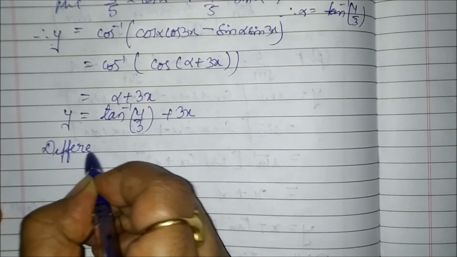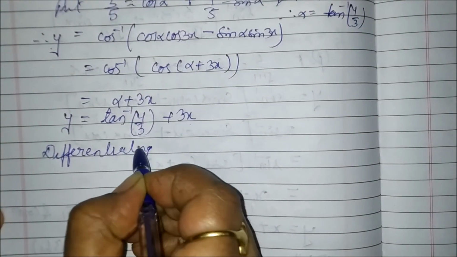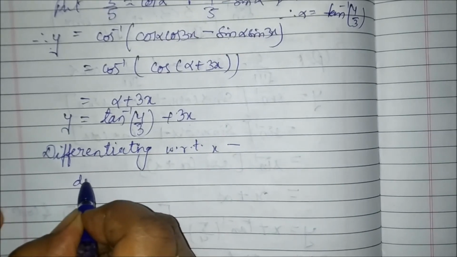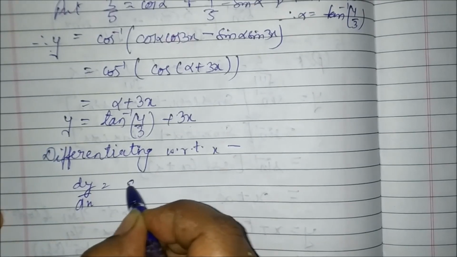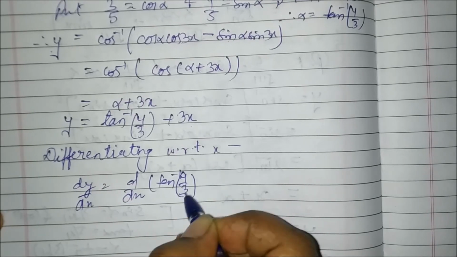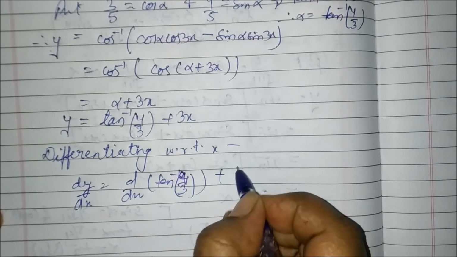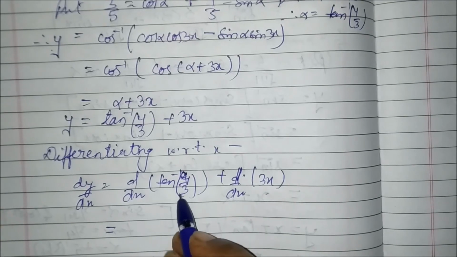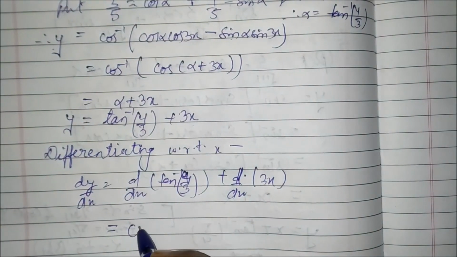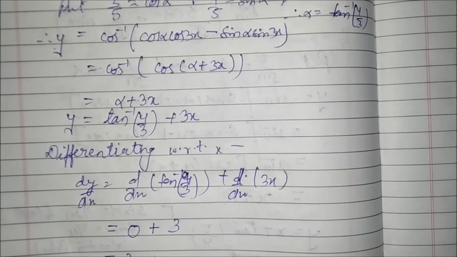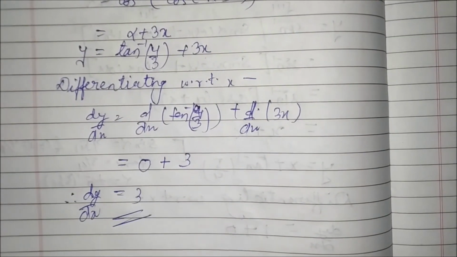Now differentiating with respect to x, we get dy by dx equals d by dx of tan inverse 4 by 3 plus d by dx of 3x. Since this is a constant, its derivative is 0, plus the derivative of 3x is 3. So we get 3. Therefore dy by dx equals 3.